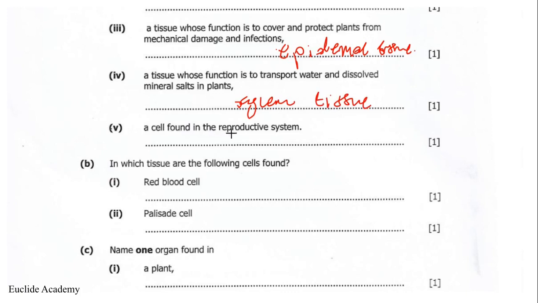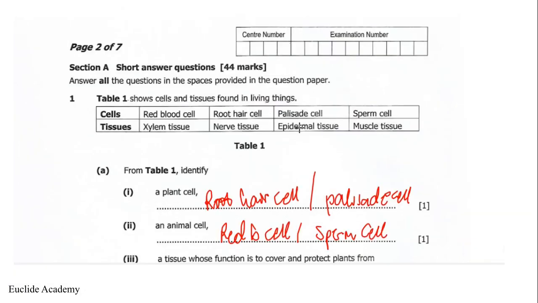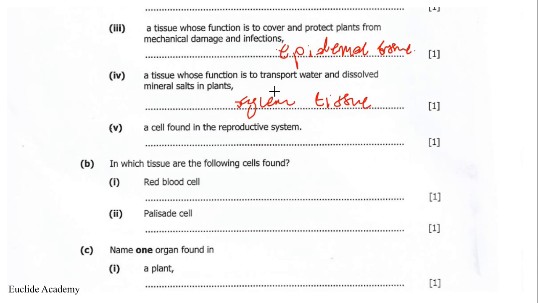A cell found in the reproductive system. That would be fairly easy. We already know the sperm cell is very much involved in reproduction. So this would be the sperm cell.